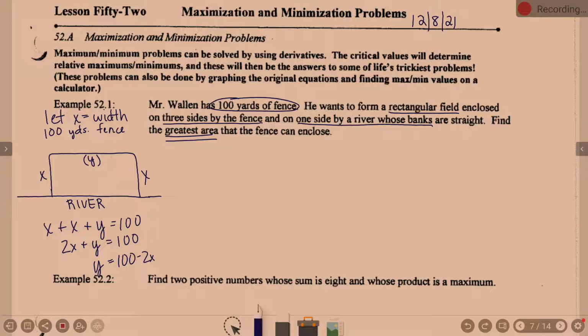So now, if I did say my rectangle has sides of x, x, and y, I could now say my rectangle has sides of x, x, and 100 minus 2x.